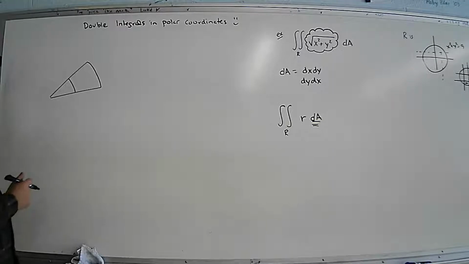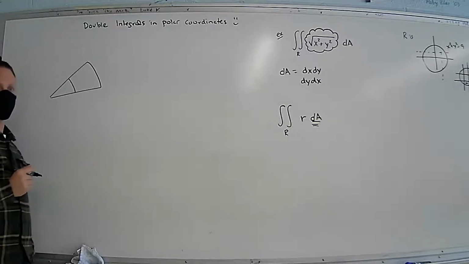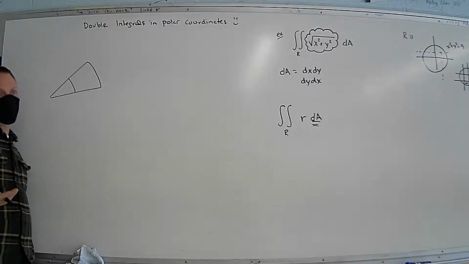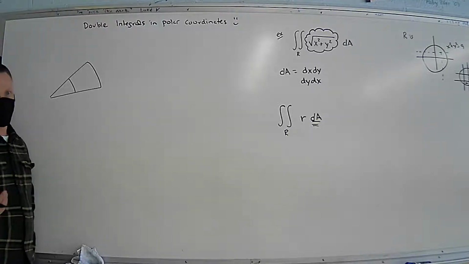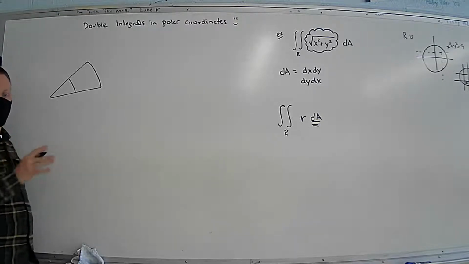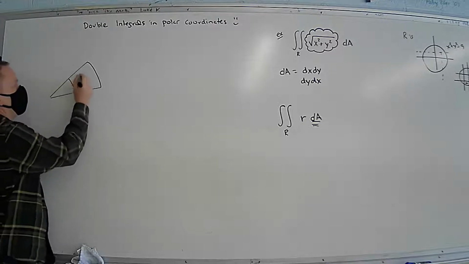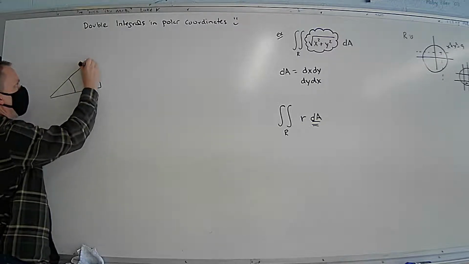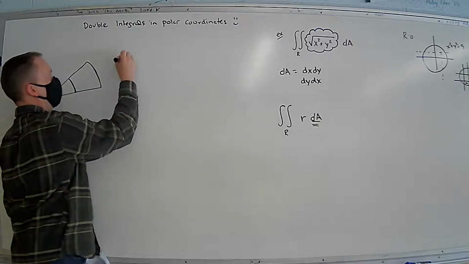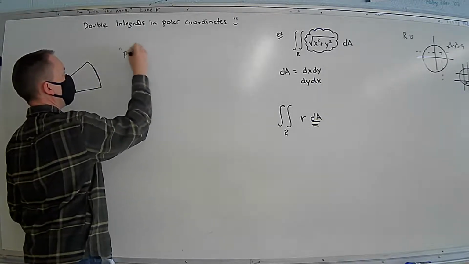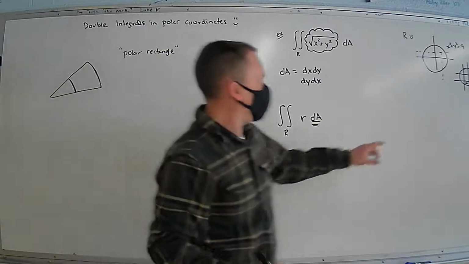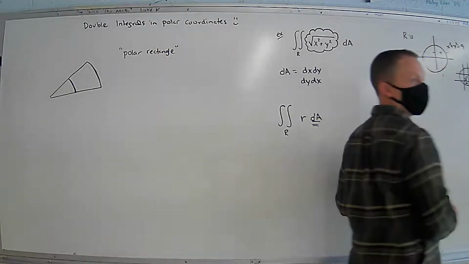Cylindrical is polar. It's just you have z involved as well. Okay? So what I'm going to do is I'm going to consider this as a chunk. Like I'm going to look at this thing right here as a polar rectangle. It's going to be the equivalent of this right here.